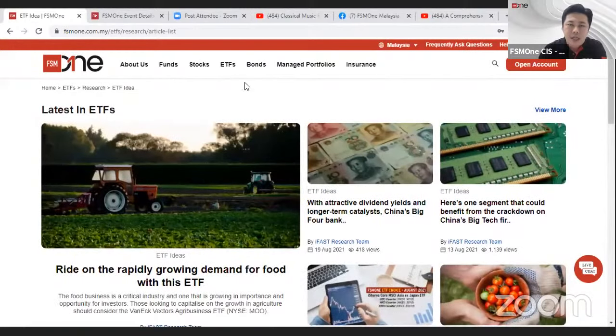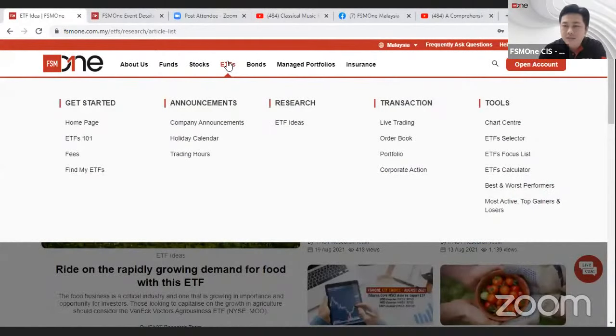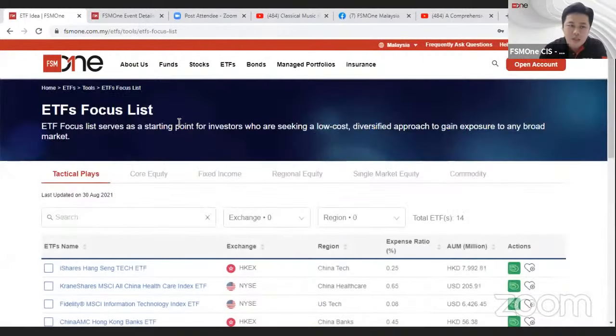And then beside, another thing that I think is quite useful is actually for the ETF investment, we do have an ETF Focus List, which mimics the Fund Supermart 1 recommended fund. When you invest in unit trust fund, there will be a list of unit trust funds that is filtered by our research team, and then they will pick the best one from the market. And same for this ETF Focus List as well.